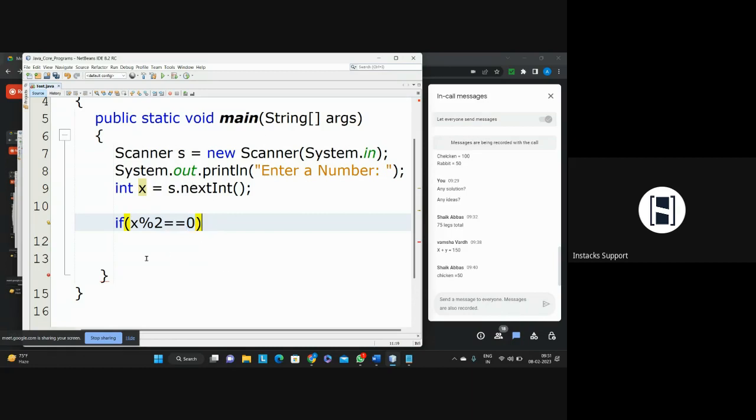If this condition is satisfied, okay, then it is an even number. Okay. So let us take a variable. I am saying String result.